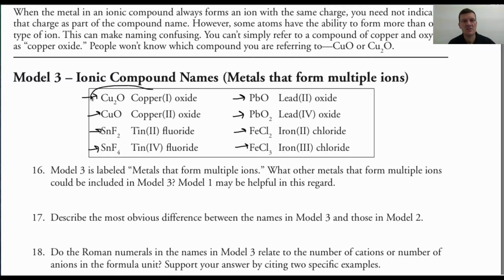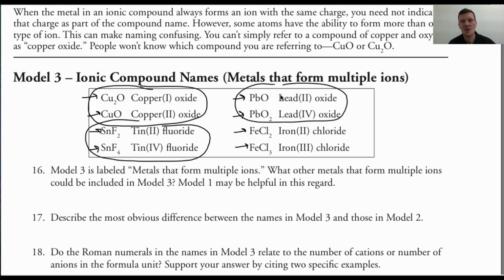Notice we've got 2 here that have copper and oxygen. We've got 2 that have tin and fluoride. We've got 2 that have lead and oxygen. We've got 2 that have iron and chloride. And you may notice right away, what's the difference in these names? Oh, we've got Roman numerals. That's going to help us.